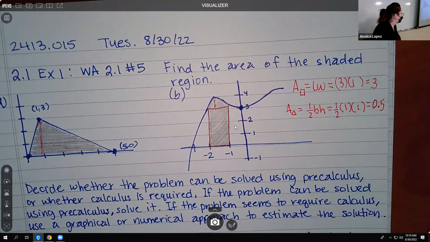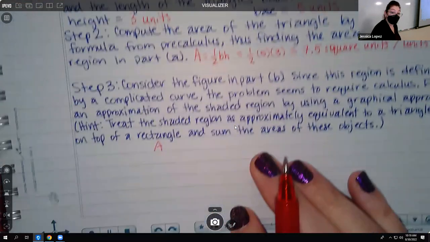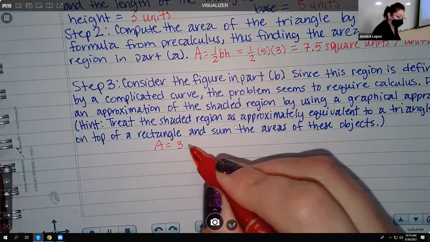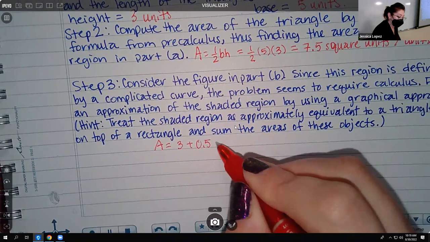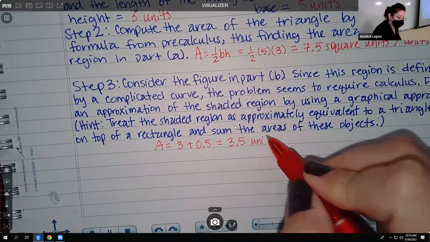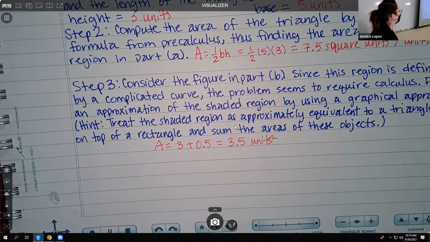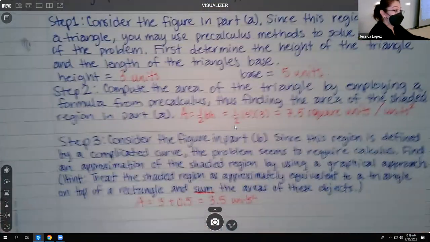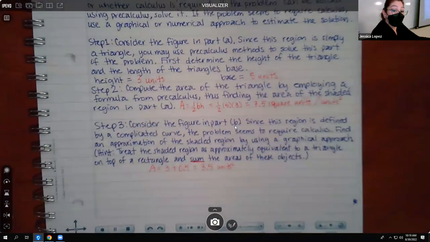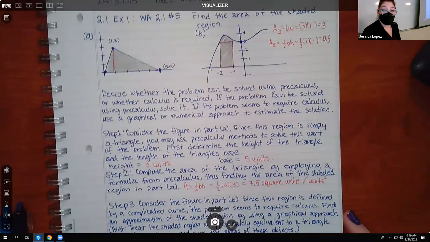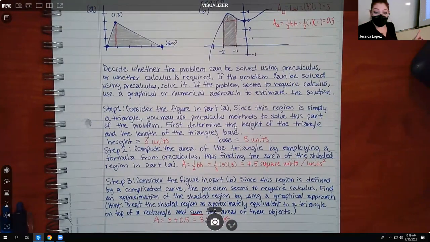So if I'm trying to find my area of both regions, it's going to be the 3 units squared plus the 0.5 units squared, and I get 3.5 units squared, or square units. Okay. That's what the word sum means, right? Let me zoom back out so you can get everything. Not too complicated, right?